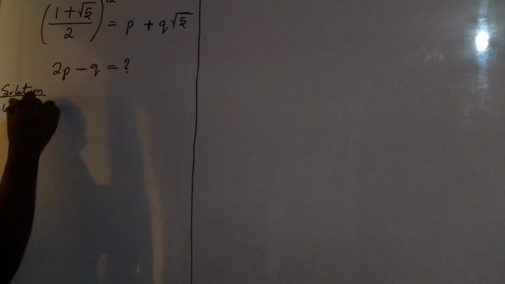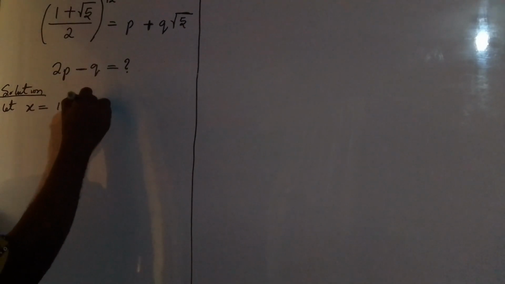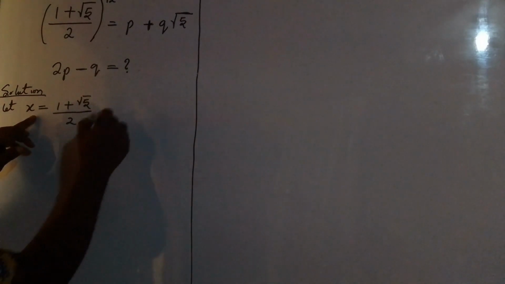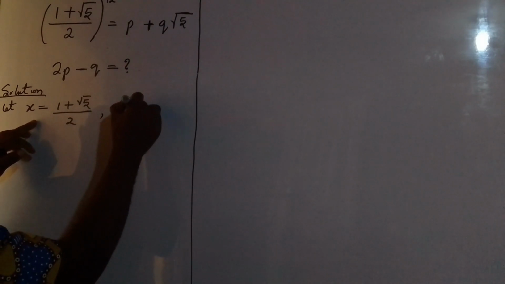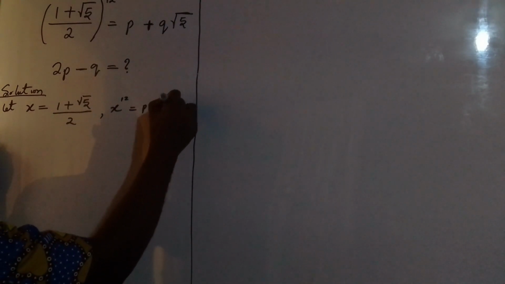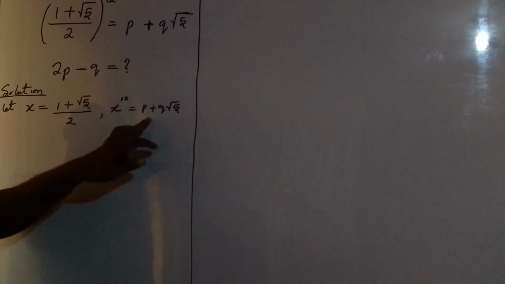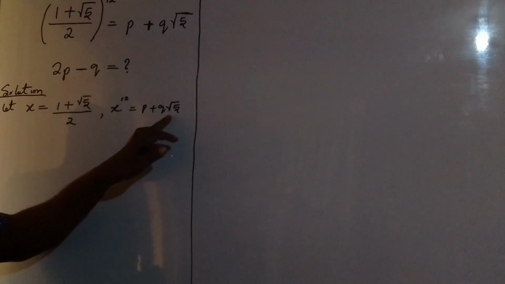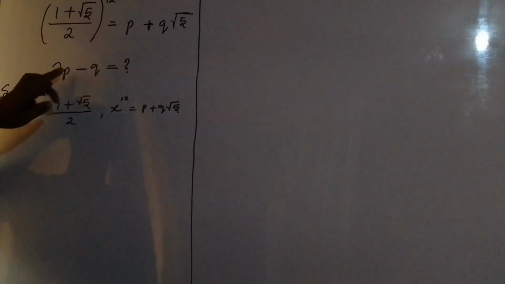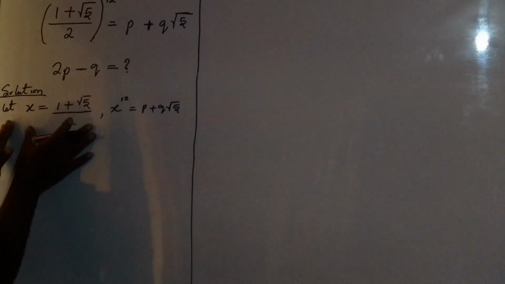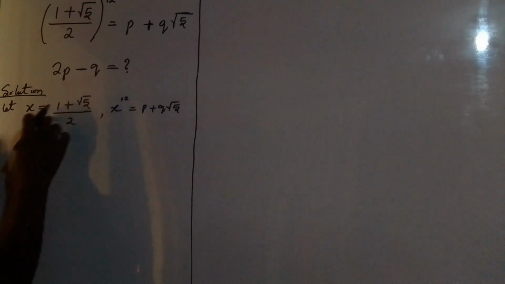So what I'm going to do is to say let x equal (1 + √5)/2. That means that x^12 will be equal to p + q√5. So once we are able to find the value of x^12, that will be equal to p + q√5, and then we can find p and q and evaluate 2p − q. Okay, so having said that, let's come back to this x equal to (1 + √5)/2.